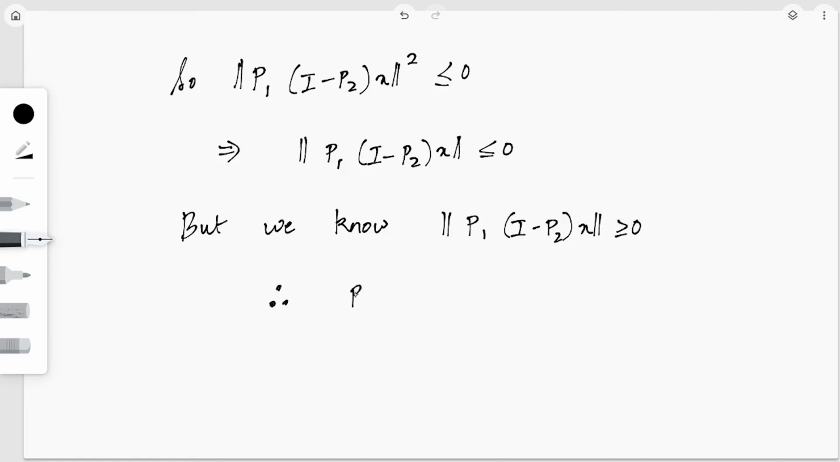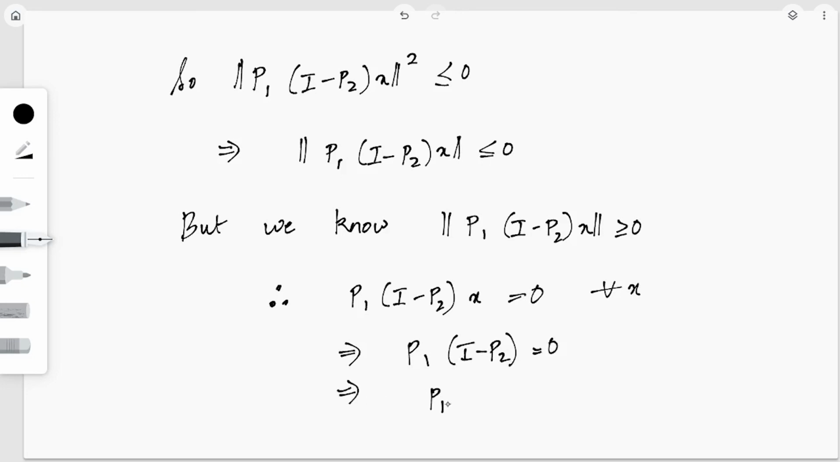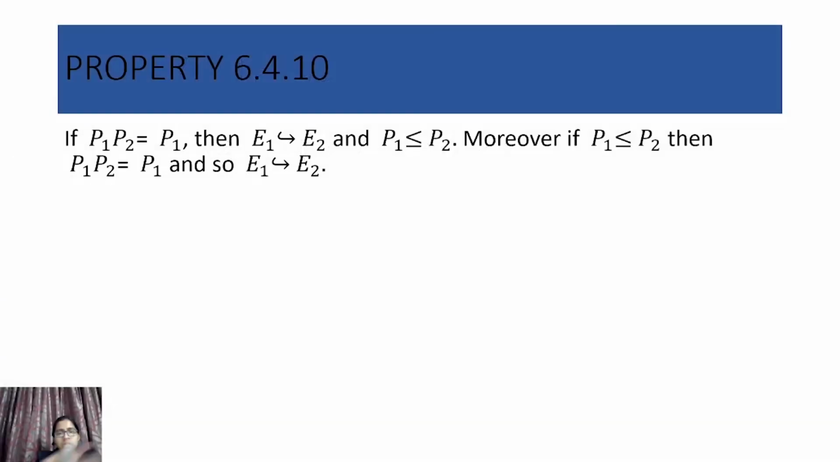Therefore, what do we get? P1 into (I minus P2) of X will be equal to 0 for every X. This implies P1 into (I minus P2) is nothing but the 0 operator. This implies P1 is equal to P1 P2. Okay, now if P1 P2 is equal to P1, then we know how to show that E1 is contained in E2. Just now we have seen, using the previous property, we can easily show that E1 is contained in E2.